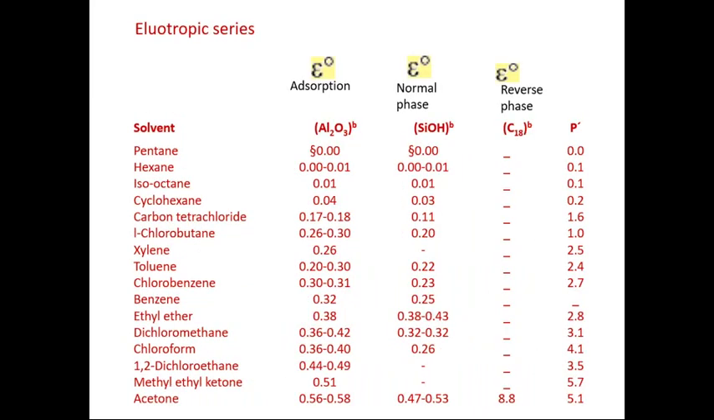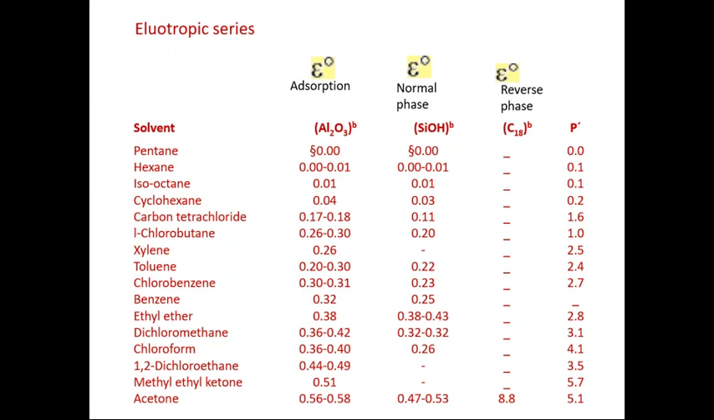So when choosing the mobile phase, we look at a series known as the eluotropic series, in which the solvents are arranged based on their polarity.